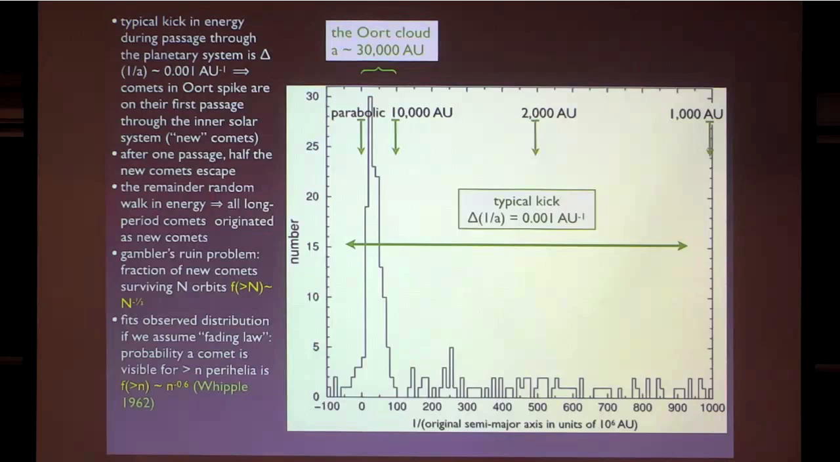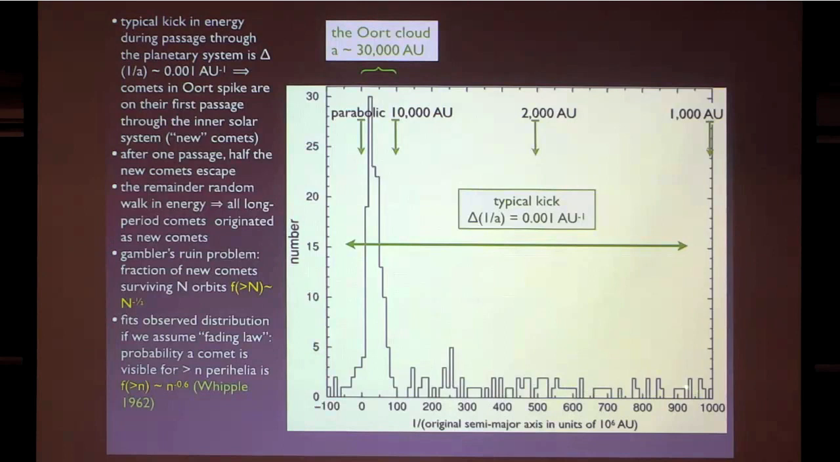If it becomes more bound, it starts to undergo a random walk. Every time it comes back to the planetary system, it gets a positive or a negative kick. And so just like in the classic Gambler's Ruin problem, the fraction of new comets that survive for n orbits in the solar system goes like n to the minus a half. So that means that these comets are almost certainly comets that were once in the Oort cloud and have undergone a random walk down to these more bound energies.